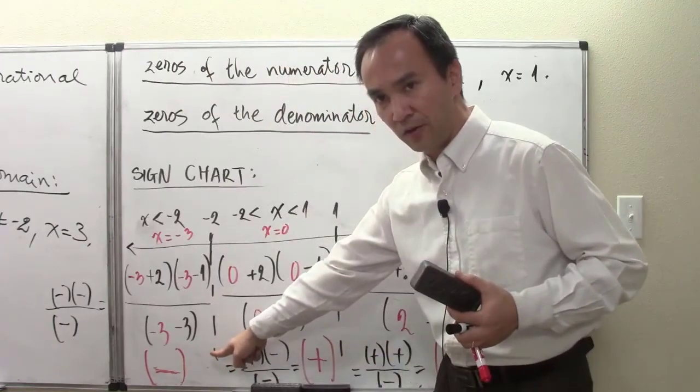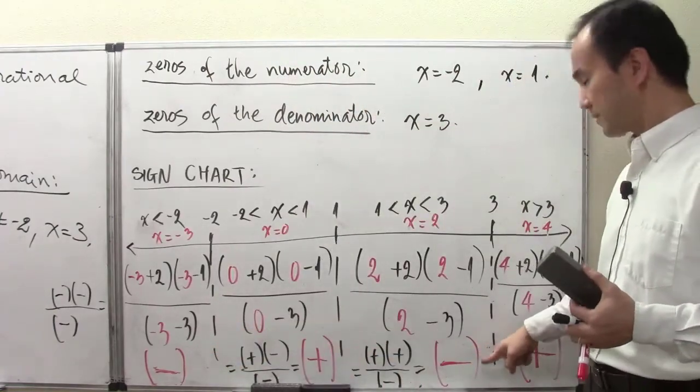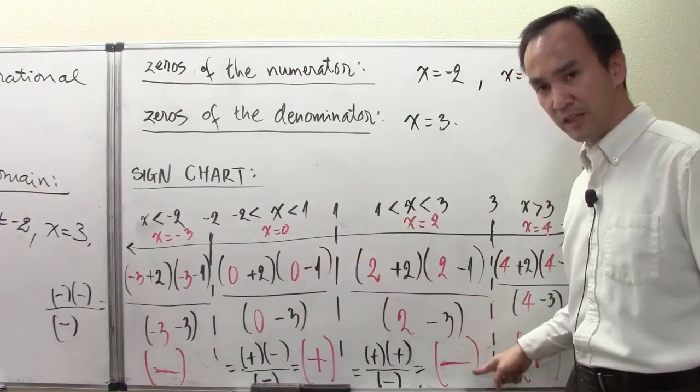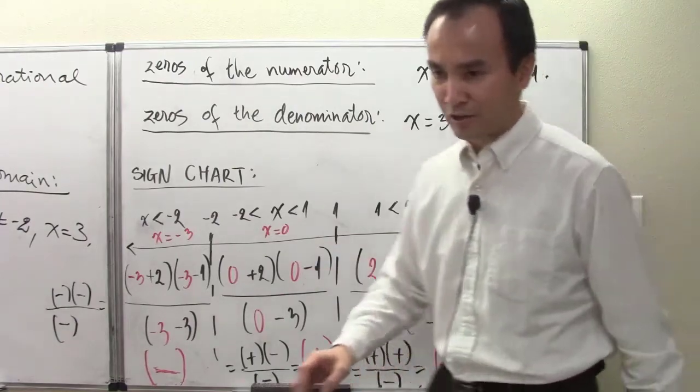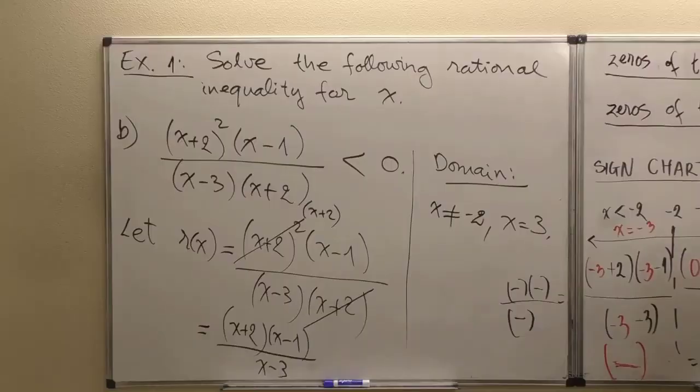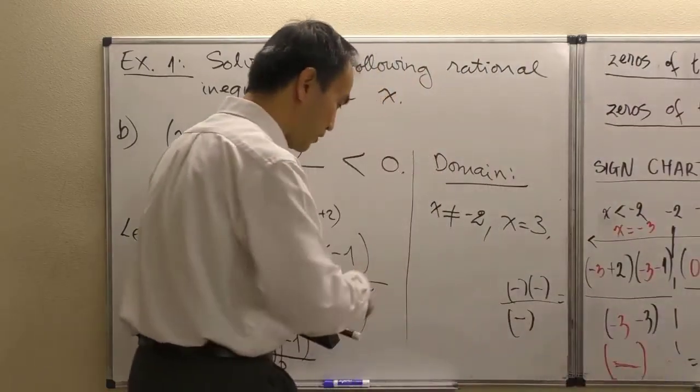This first interval is negative. This third one from the left is another negative right here. All right. That means now I am going to finalize my answer right here.